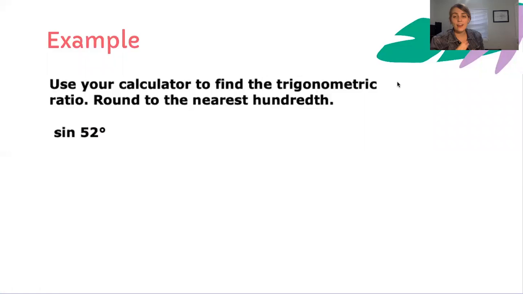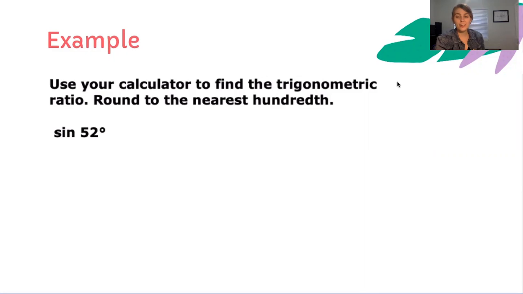Radians are different, they have to do with circles. You want to make sure that your calculator is in degrees. When you do that, you are going to be able to solve for these trig functions just by pressing buttons. So the first one says sine of 52.